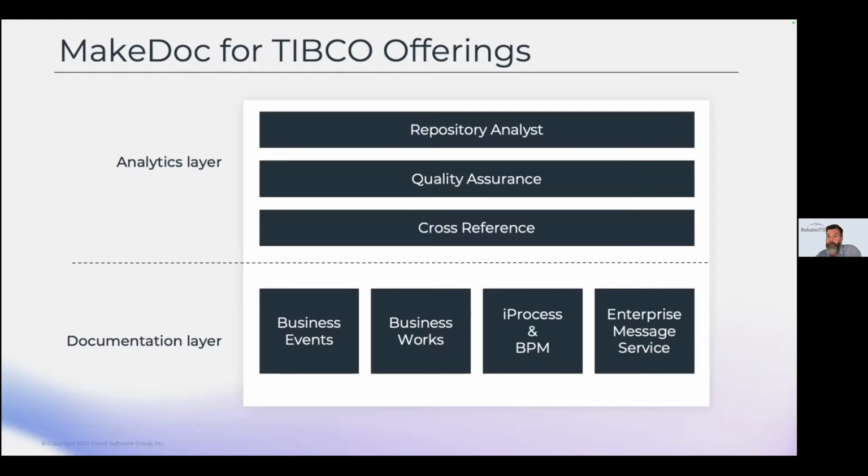web page. So this is similar to the Javadoc, and supported TIBCO products are BusinessEvents, BusinessWorks version 5, 6, and also BWCE. And then iProcess and ActiveMatrix BPM. And last but not least is Enterprise Message Service. Icons on the top, or items on the top, indicate analytic modules, providing some smart extra information, which is the added value of MakeDoc compared to the raw documentation.